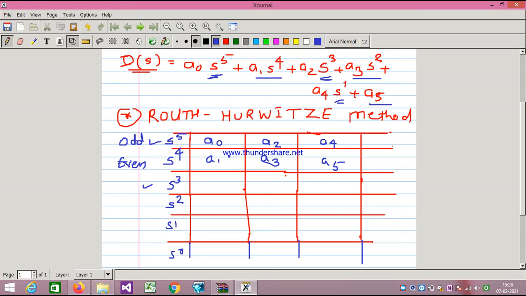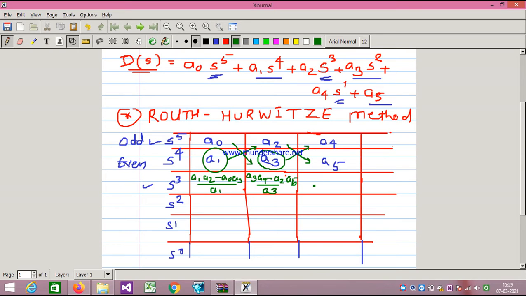We are just taking a cross multiplication, that is, I'm changing the color. Okay, so cross multiplication is a1 into a2, that means this one into this one, right, minus a0 into a3, that means this one into this one, right, divided by this number a1. This is the calculation. Again for this bracket, we are taking a3 into a4, that means this one into this one, minus a2 into a5, that means this into this, divided by this number, that is a3.